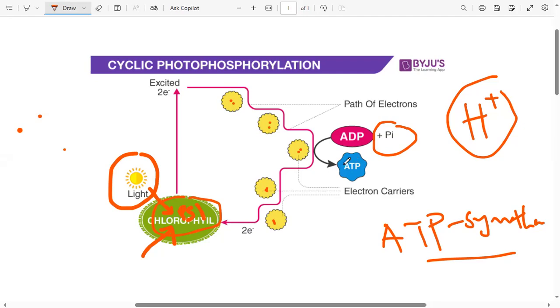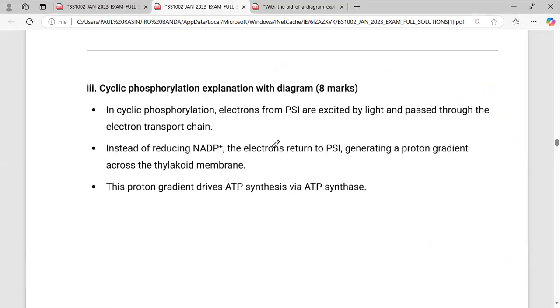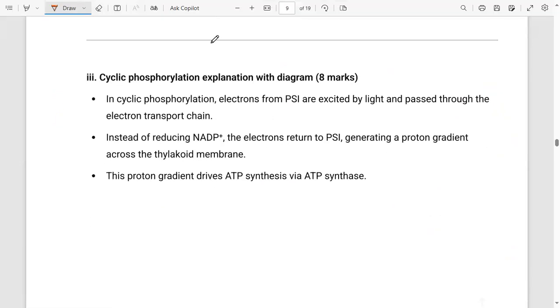This whole process of producing ATP is happening as these electrons are moving in this electron transport chain going back to the PS1 system. So this is a little illustration of what happens in the what? Cyclic photophosphorylation. I've also written down the steps here. You can easily go through them. Here I was just summarizing.